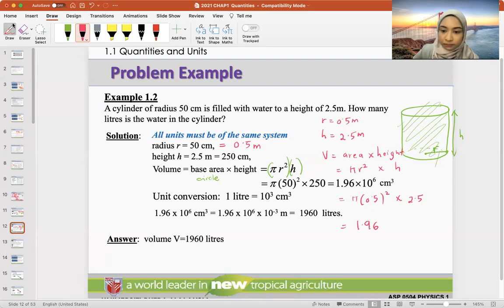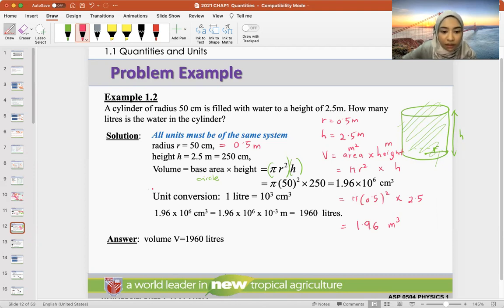So area is always meter squared if it's in SI, and then the height is meter. So meter squared times meter gives you meter cube. Okay, so very important to know what the units is. Without units, tolak satu markah. I'm not joking. Memang kena tolak markah dalam exam. So always put your units. So this is the answer, 1.96 meters cube.